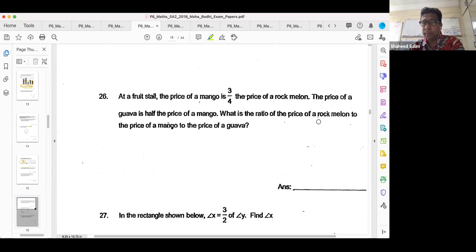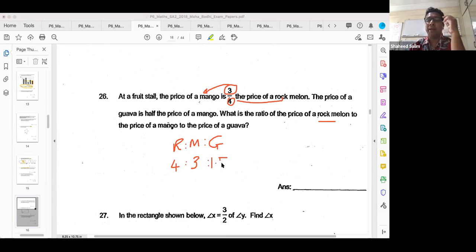Rock melon, mango, guava. Now do this. If you don't understand which one is what, this one is mango. This one is rock melon. So rock melon is 4. Mango is 3. And then they tell you that guava is half of mango, so half is 1.5. But you cannot write like that. So how? Make it into a whole number, times 2.